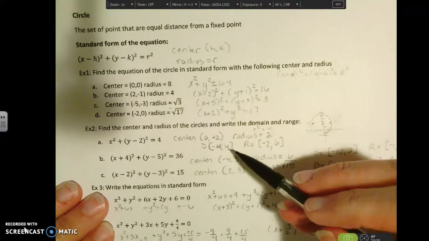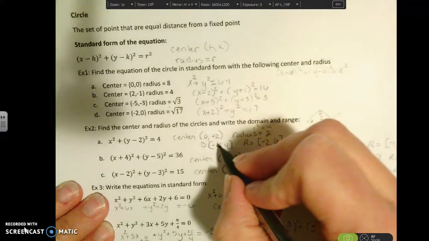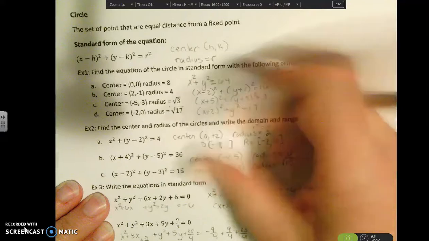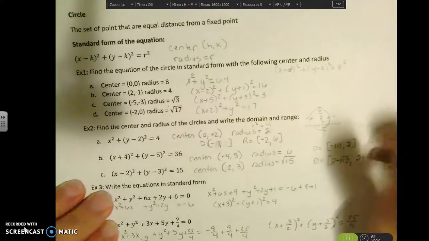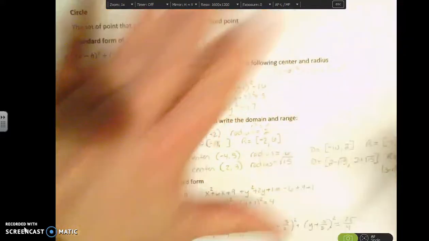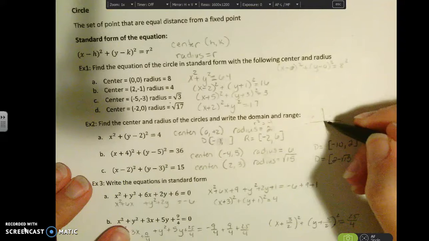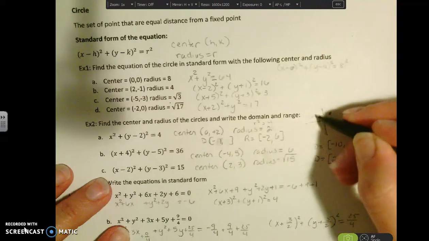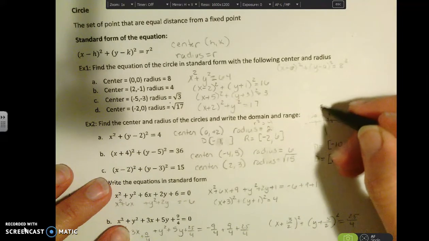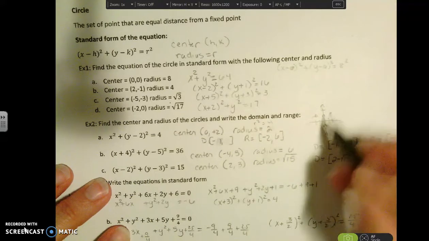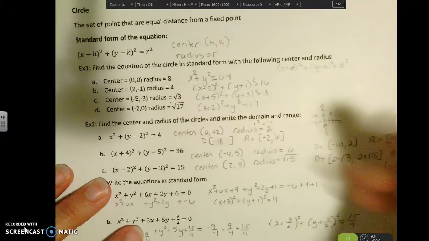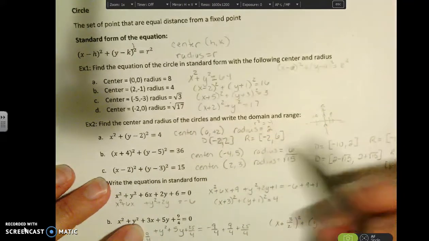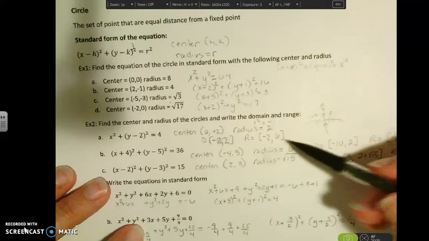So the domain of this circle is the x values. The center of this circle is at (0, 2). I had it right. And then over 2, to the left 2, and then up 2, and then down 2. So my domain is going to go from -2 to +2, and the range is going to go from 0 to +4.